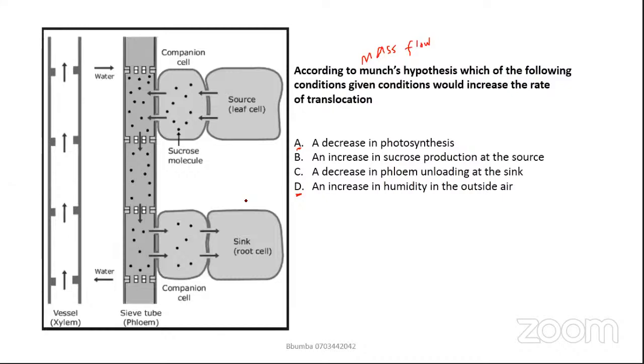I think they would be wrong because increasing the humidity of the outside air will reduce photosynthesis, and the concentration of sucrose shall be low because little sucrose will be formed, and the translocation will also be low. Okay, thank you for that. But Rita, how does the humidity lower the rate of photosynthesis?